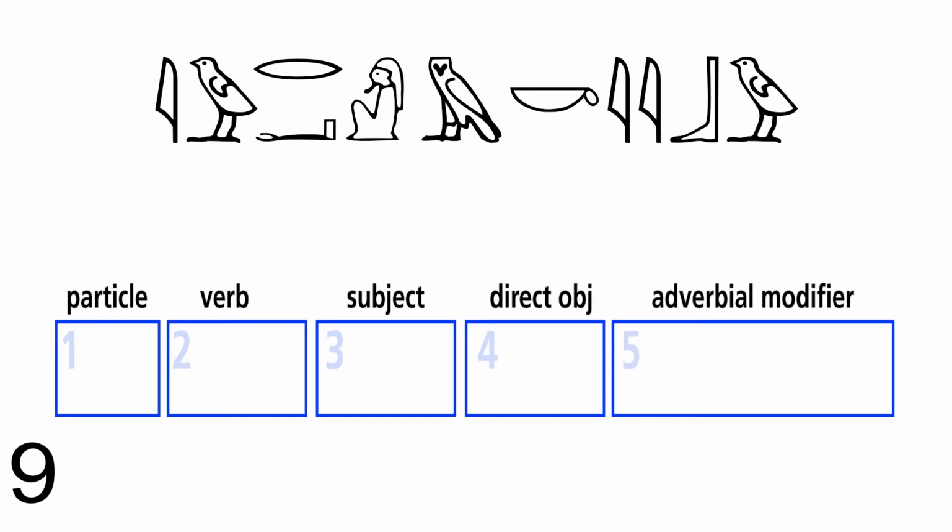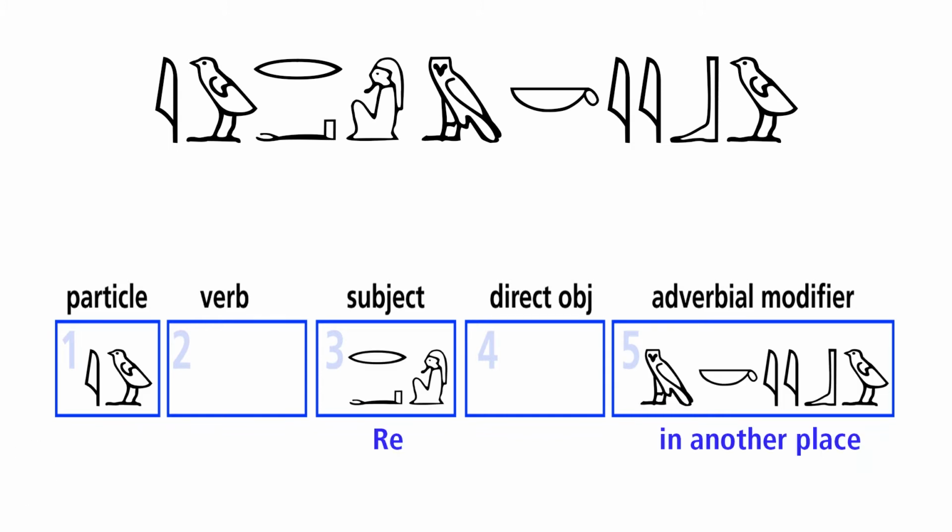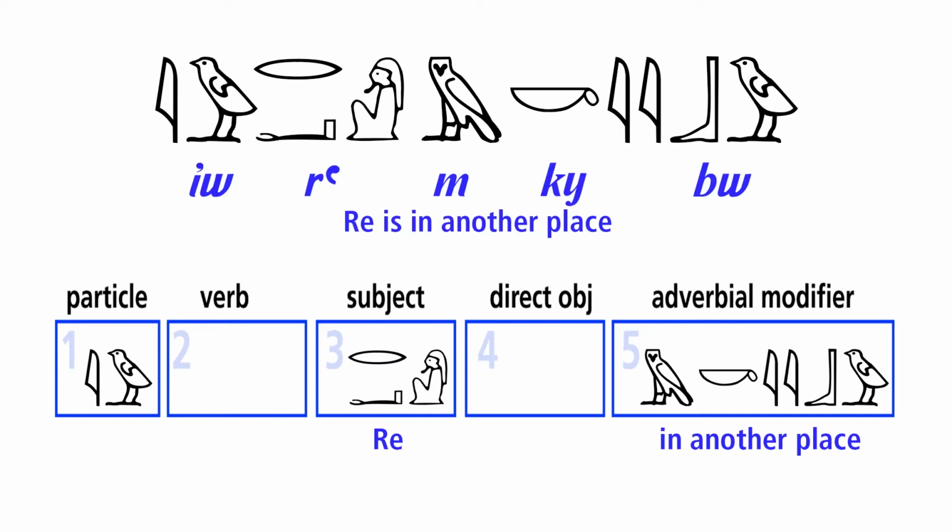Sentence number 2. Iw Ra m ky bw. And this is another adverbial sentence. Particle in slot 1, no verb in slot 2. Slot 3 contains the word for Re, the sun god. Nothing in slot 4, and a prepositional phrase in slot 5, m ky bw, in another place. So the sentence translates to Re is in another place.